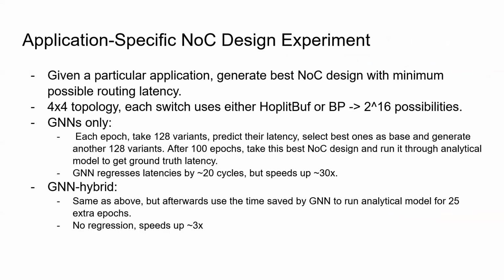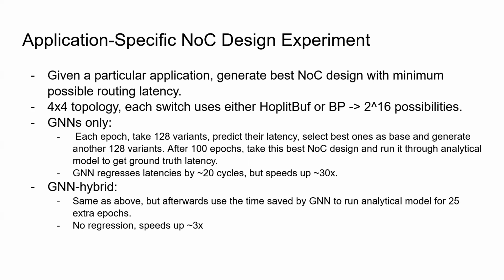What they did next is saying, well, the goal of this GNN is to replace that iterative design exploration part for the NoC. Let's assume you're given a particular application. We want to generate the best NoC design that minimizes possible routing latency. They fix it with a 4x4 topology. Each switch uses either hoplite buffer or BP, so you have 2 to the 16 possibilities.